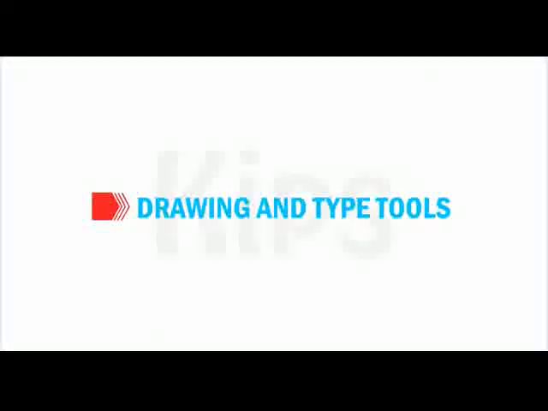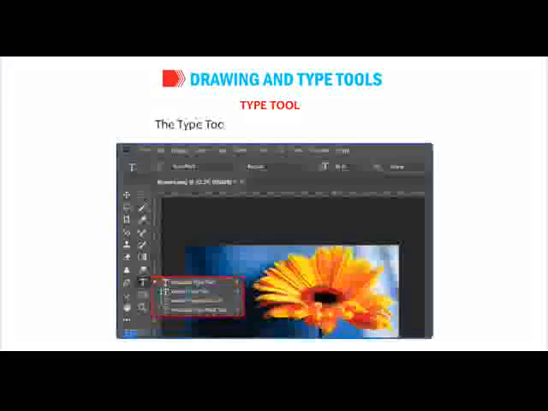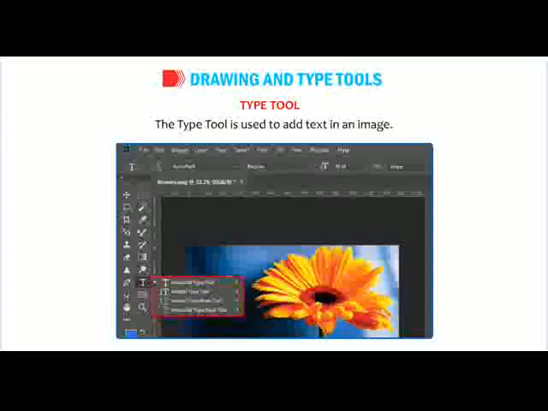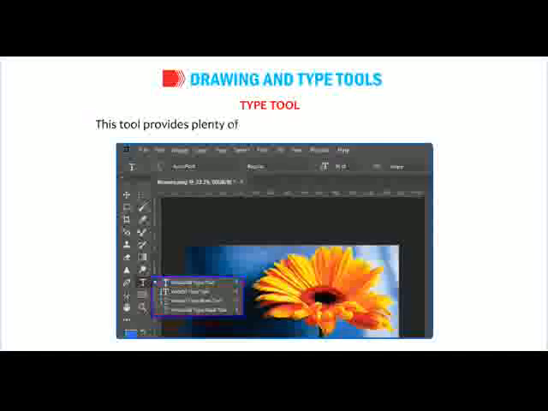Let us discuss drawing and type tools. Type tool. The Type tool is used to add text in an image. This tool provides plenty of settings to control the text properties.